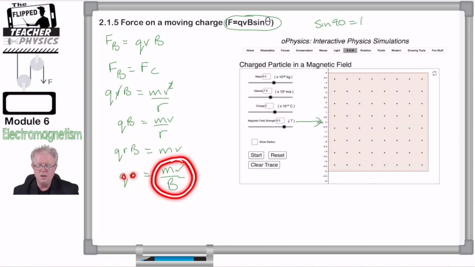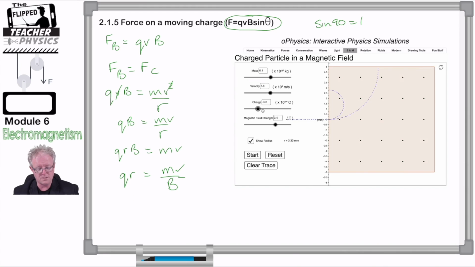Okay, that's better. So what we're saying here is that this relationship here is equal to that over there. So we would expect, if the mass doesn't change, its velocity doesn't change, and the magnetic field strength doesn't change, then as you increase the value of q, the radius should decrease. Okay, let's see if that's the case.